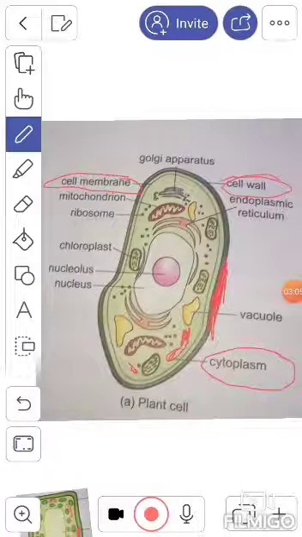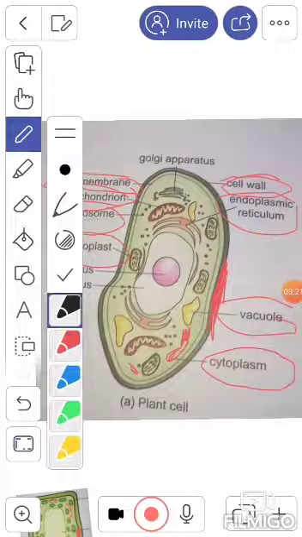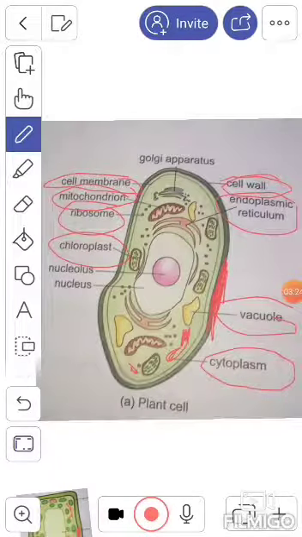And some types of organelles are mitochondria, ribosome, endoplasmic reticulum, vacuole and chloroplast. Now I will tell you the function of all of these. See, mitochondria is a cell's powerhouse as it provides energy to the cell.